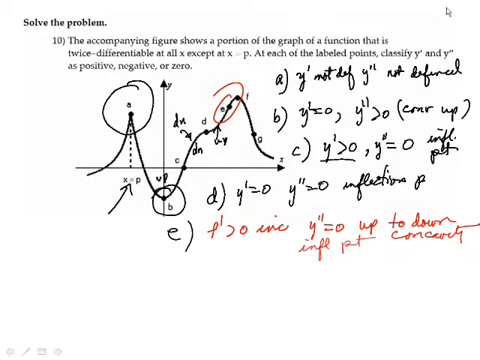Then finally, not quite finally, but almost finally, at F, it's a local minimum. So first derivative is equal to 0, and the second derivative has got to be less than 0 because it's concave down.